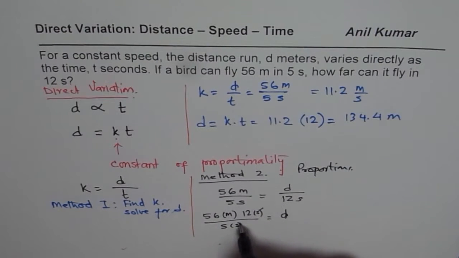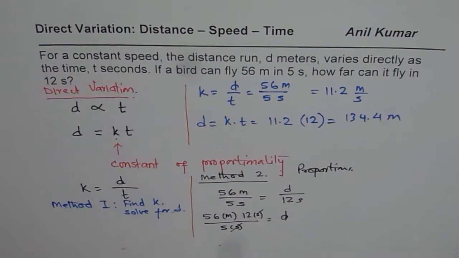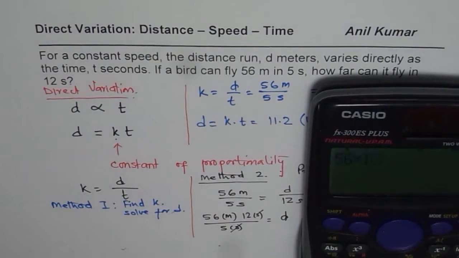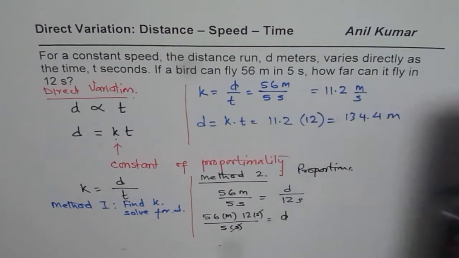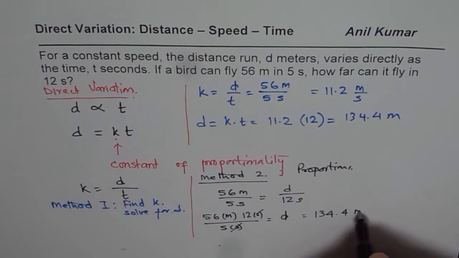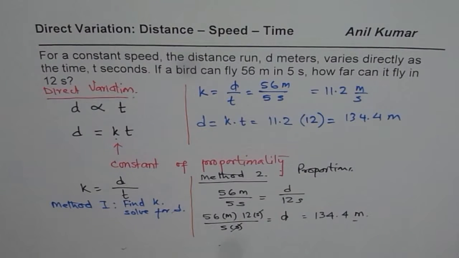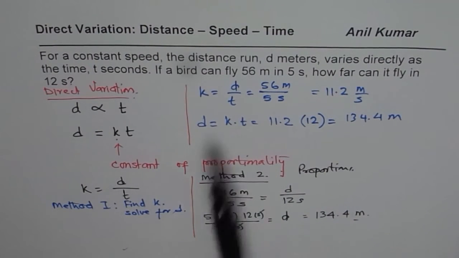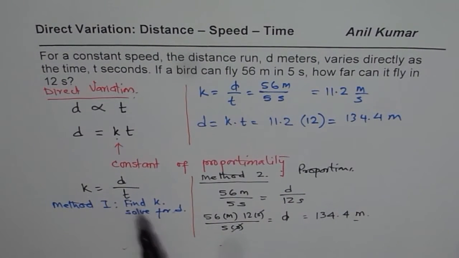Units you can also check: seconds cancel. So we have 56 times 12 divided by 5 equals, in decimals, 134.4. We get the same answer, 134.4 meters. So either way you could solve this particular question. There are always two methods to do direct proportion questions. One is to find the constant of proportionality and then evaluate. The second is you can use ratios to solve such questions. I hope that helps. Thank you.